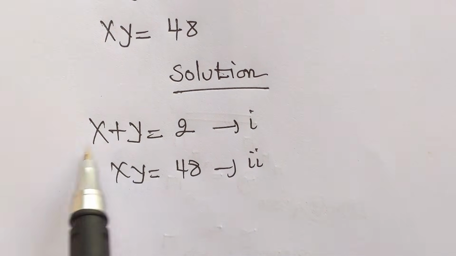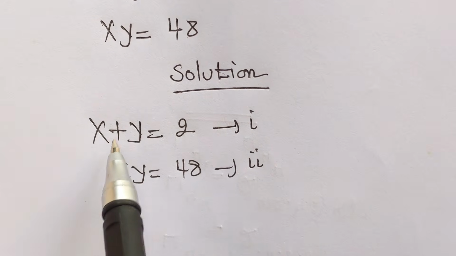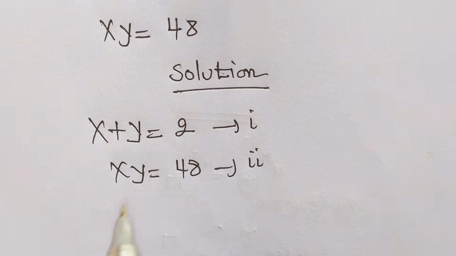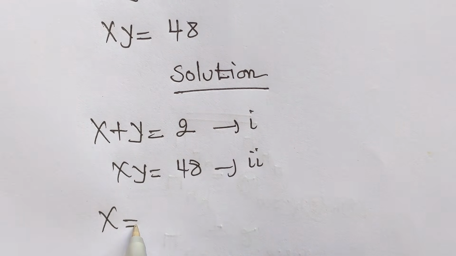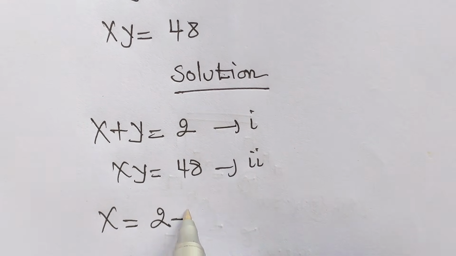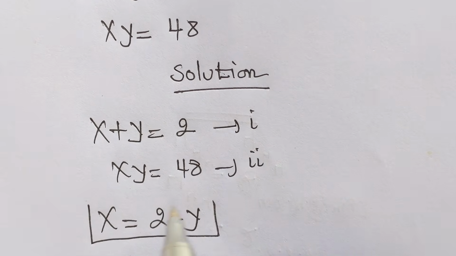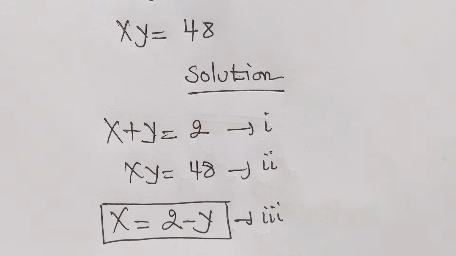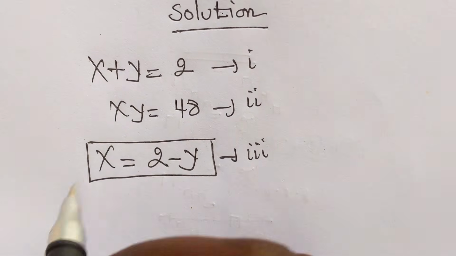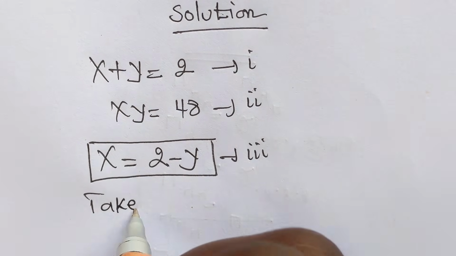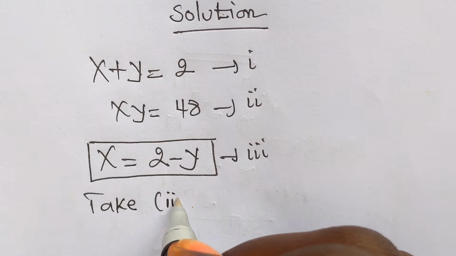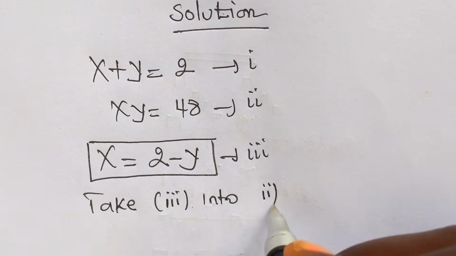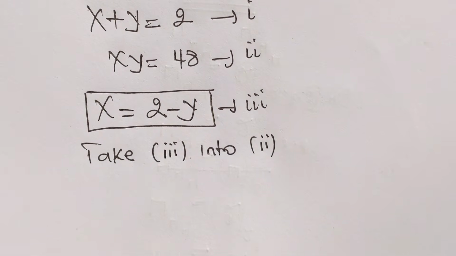From the first equation, we can make x the subject of the formula to find that x equals 2 minus y, and this is equation 3. Take equation 3 into equation 2.